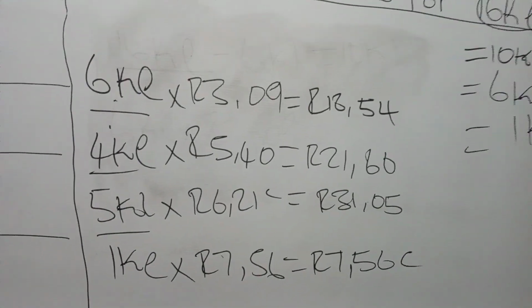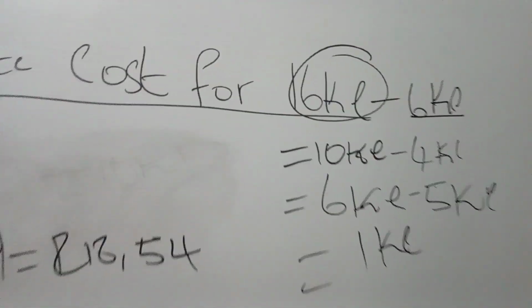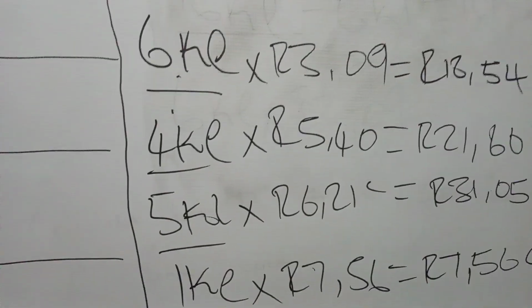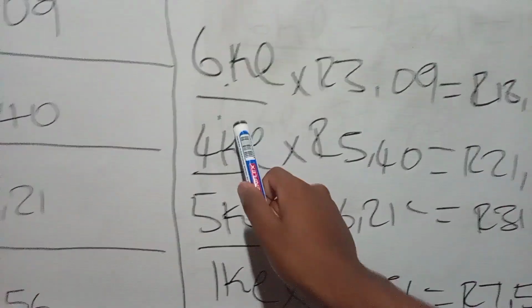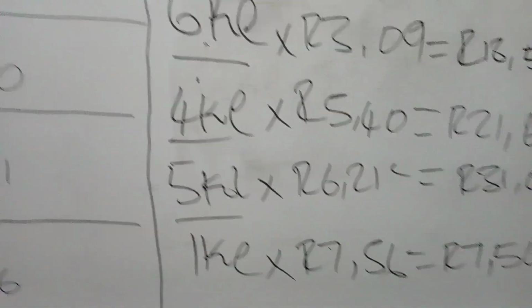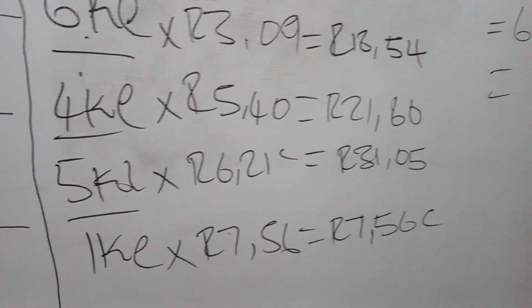Now this makes sense, guys. We were working on 16 kiloliters, and when you add all these kiloliters, they make 16. 6 plus 4 is 10, 5 plus 1 is 6. So 10 plus 6 gives us 16.